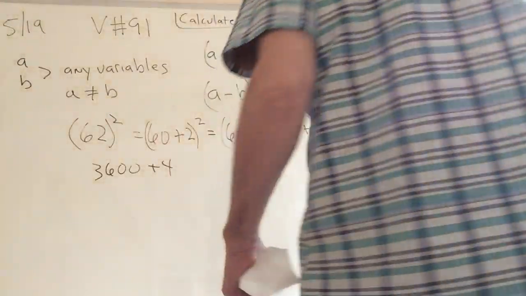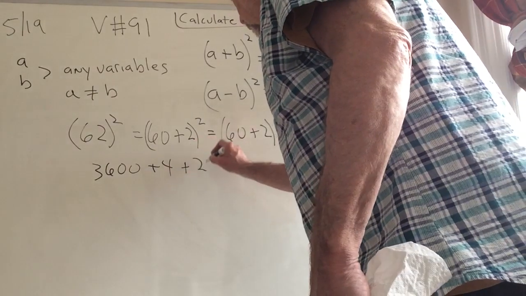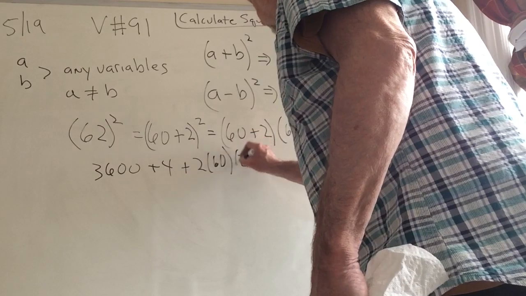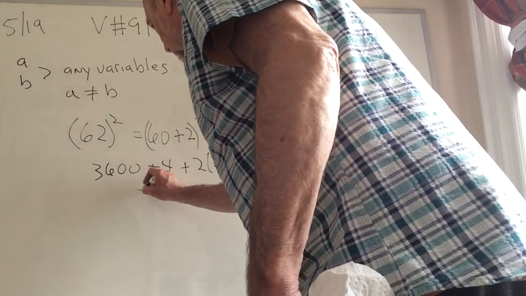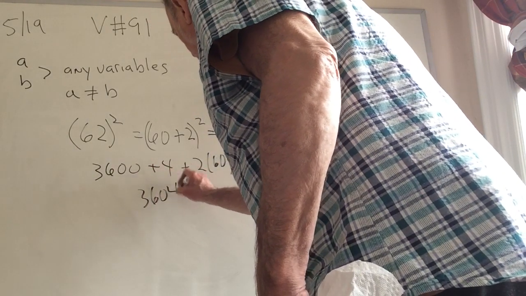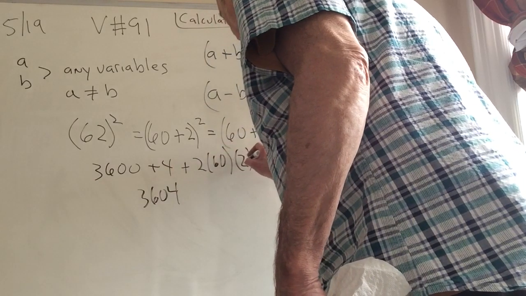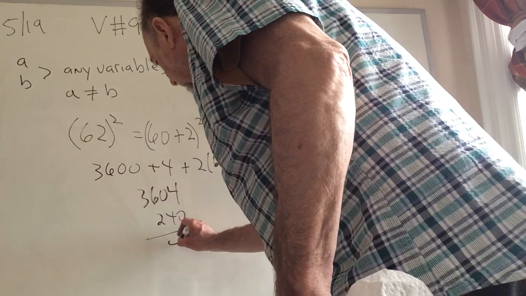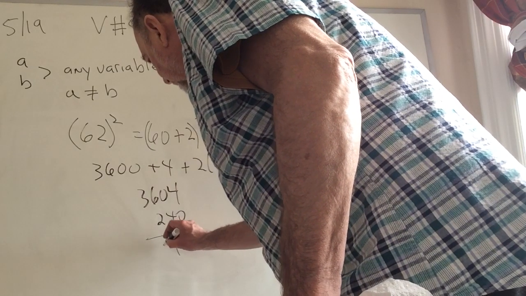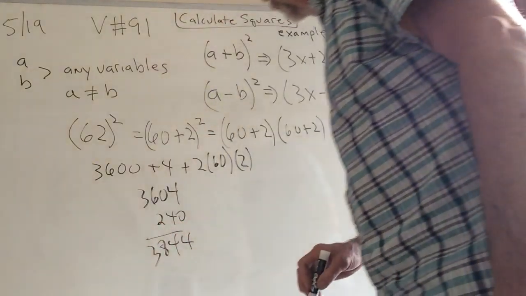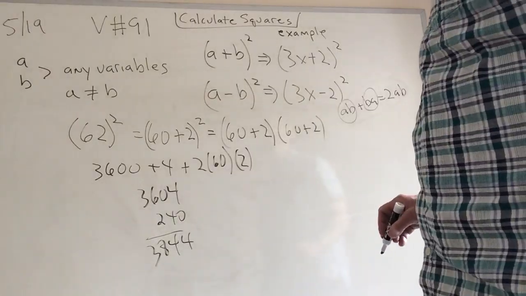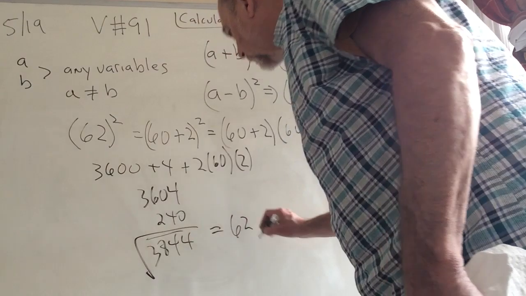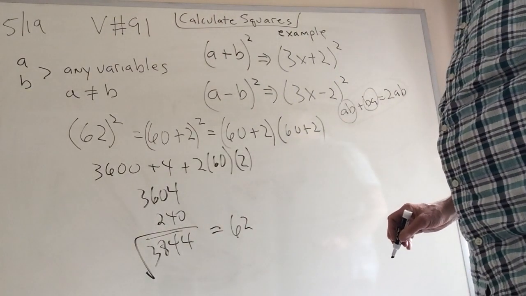And as we move along here, we write 2 times 60 times 2. We add everything together, and we get 3,604. And then 60 times 2 times 2 is 240, so we get 3,844. And you can check me if you like on the calculator. And that's kind of interesting. The 3,844 is a perfect square. And when I put the radical sign on it, it comes out to 62. Kind of interesting to be able to do that.